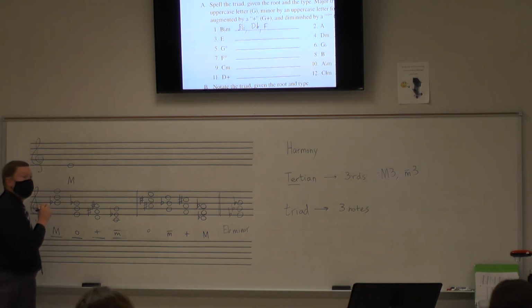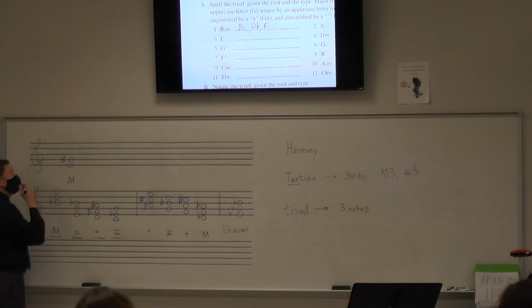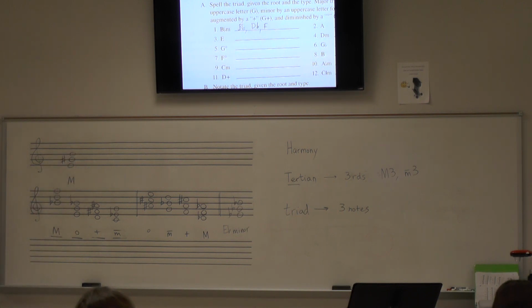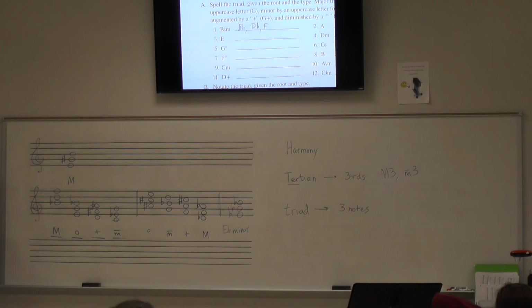G what? G sharp, good. And finally, the last note. We know it's got to be a B. Is it B flat, B natural, or B sharp, or something? This is plain B natural. Major third on the bottom, minor third on the top, G sharp to B.